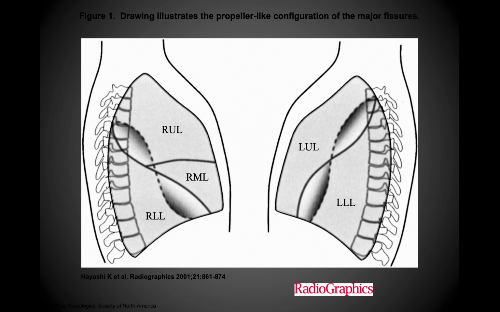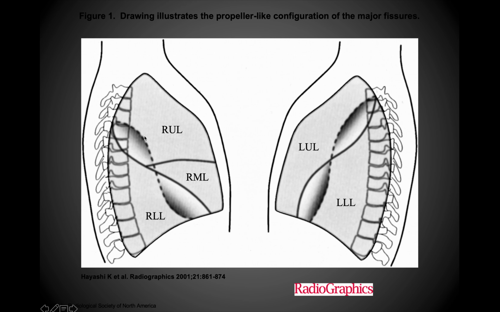Another thing to keep in mind is we talked before about the lung fissures. Remember that you have the horizontal fissure on the right, as well as the oblique fissure on both the right and the left lungs. What you want to keep in mind with the fissures is that they're not straight lines. They have an arched appearance to them, and you can see how they come down like this.